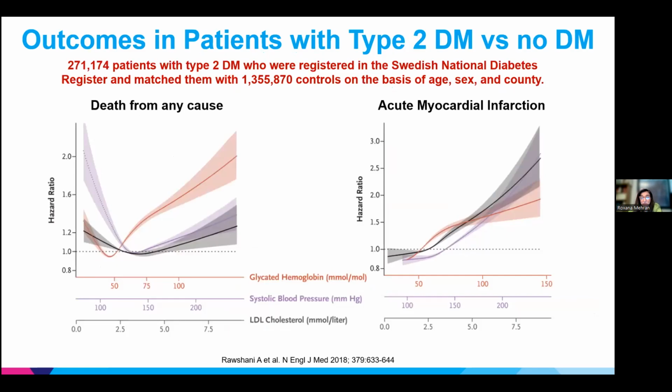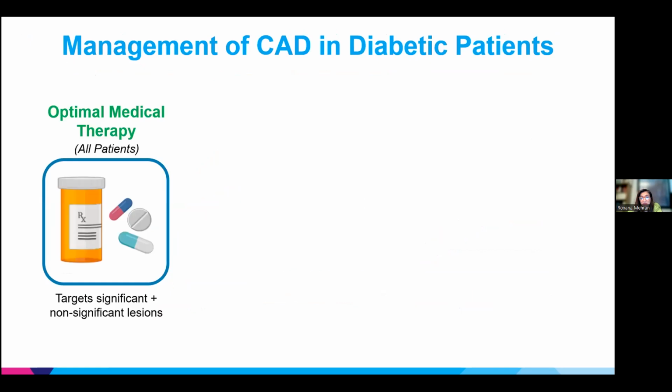As it relates to both acute myocardial infarction and death from any cause, we see that diabetic patients, especially this is from the Swedish National Diabetes Registry of over 1.3 million patients, you see those patients with elevated glycosylated hemoglobin have the highest mortality from any cause, as well as increased mortality after an acute myocardial infarction.